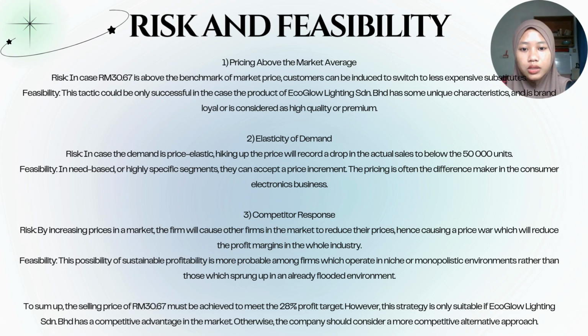So to sum up, the selling price of 30 ringgit 67 cent must be achieved to meet the 28% profit target. However, this strategy is only suitable if EcoGlow Lighting Sdn Bhd has a competitive advantage in the market, such as product uniqueness, strong brand image, and in a niche market. Otherwise, the company should consider a more competitive alternative approach.